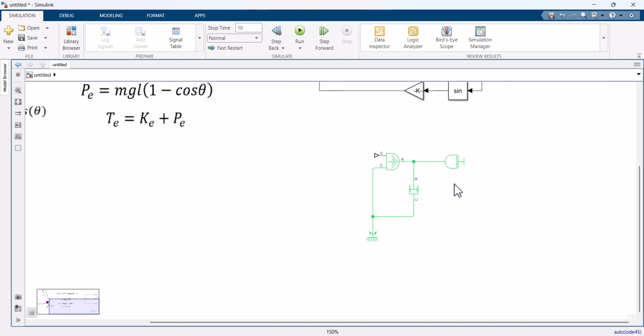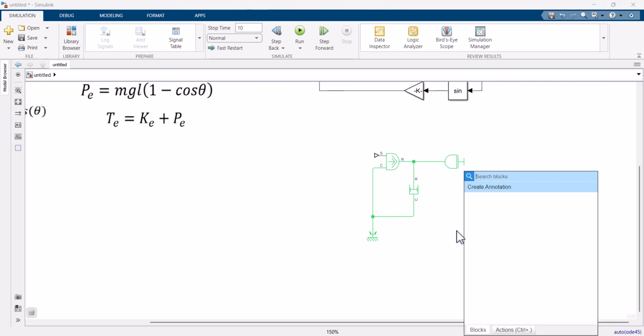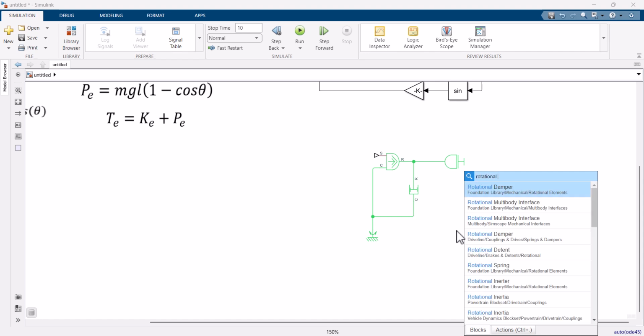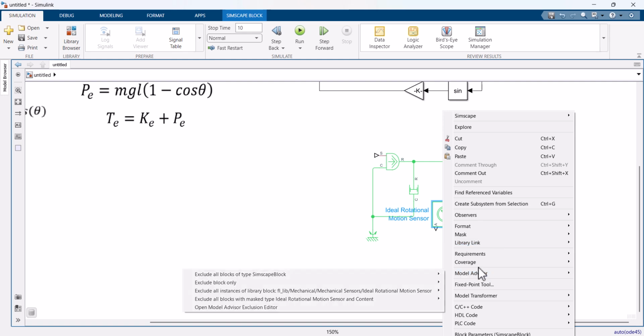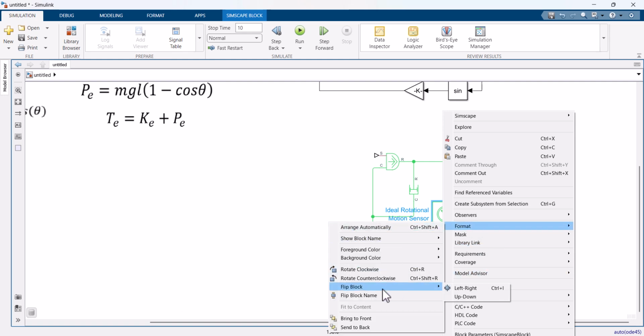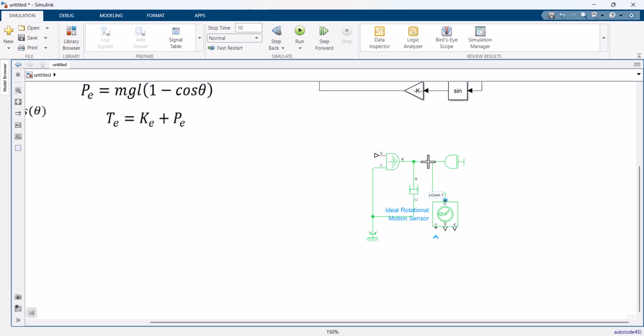So how can we get theta over here? We can use a rotational sensor. So I'm going to insert a rotational motion sensor. Let me rotate it. I can now flip it so that I have the measurement ports on the other side. I can connect it over here and the other thing to the reference. Okay, so this rotational sensor is going to provide me the angular velocity, which is W, and angle, which is A of this inertia.